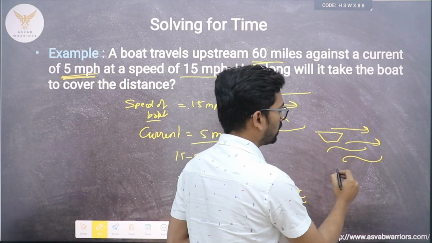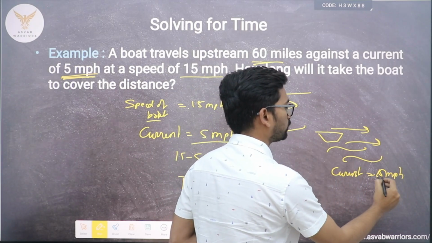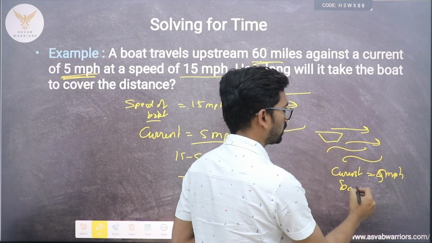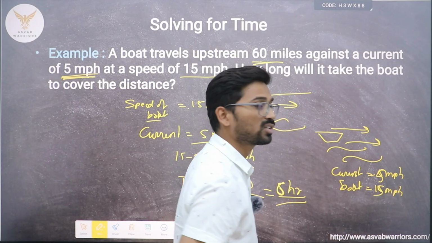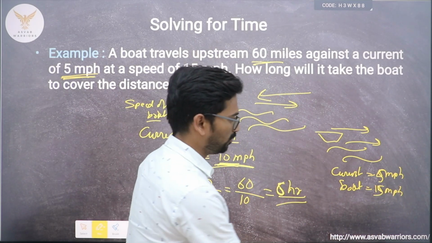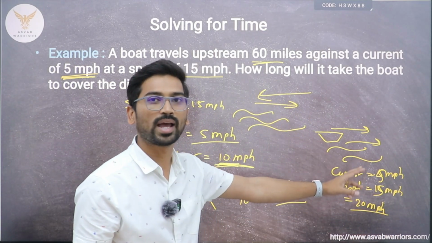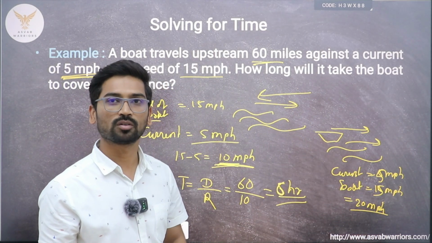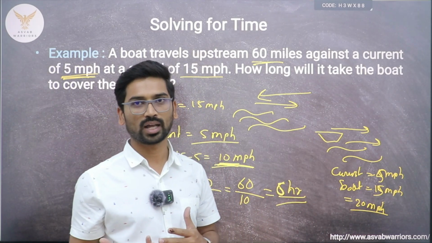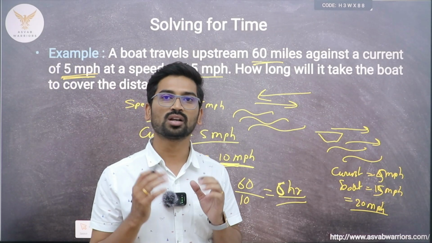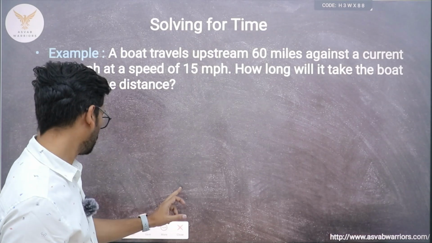Let's say in this case speed of current is 5 miles per hour and speed of boat is 15 miles per hour. Now in this case, what will be the effective speed? It will be obviously 20 miles per hour. Here we will be adding the speed of the boat with the speed of the current. Now you got the effective speed, and then you can find out the distance or time, whichever the case might be in that particular question. Now let us move to our next topic.